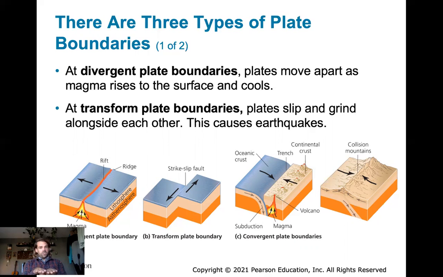So at divergent plate boundaries, and when I talk about a plate boundary, I'm talking about where plates are touching, plates are moving apart as magma rises to the surface and cools. At transform plate boundaries, plates slip and grind alongside each other, and that causes earthquakes, okay? So here are divergent plate boundaries. Here's a transform plate boundary, and here's a convergent plate boundary.